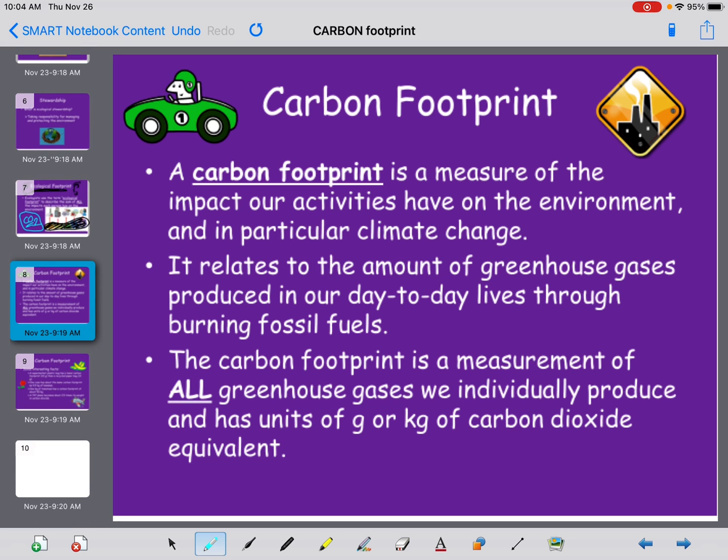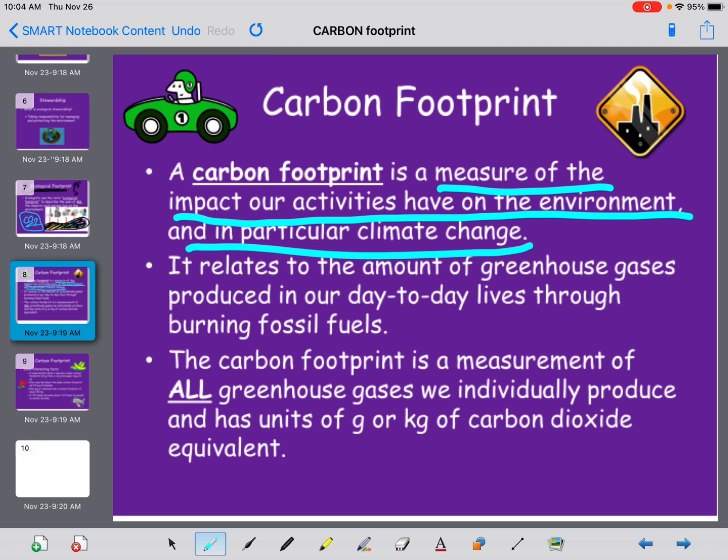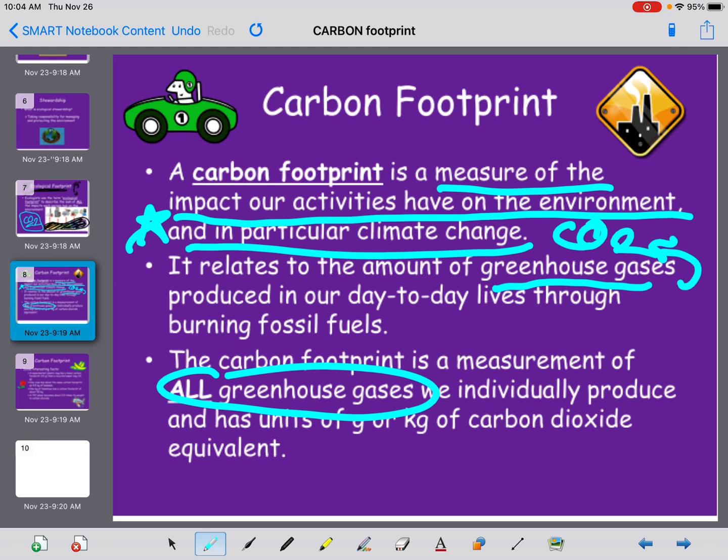So a carbon footprint is a measure of the impact of our activities and what they have on the environment, and in particular, climate change. So we're talking about carbon dioxide in the air. It relates to the amount of greenhouse gases, which is what we just finished saying, that would be produced in our day-to-day lives. So the carbon footprint is a measurement of all the greenhouse gases that would be produced, and the units are usually grams or kilograms of carbon dioxide equivalent. You'll see this example better when you do your carbon footprint calculator after this lesson.